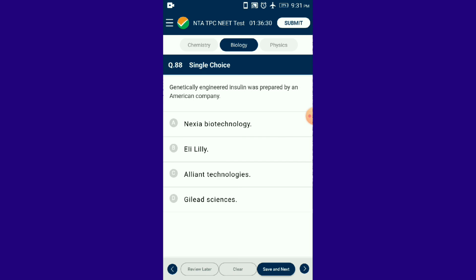Question number 88. Genetically engineered insulin was prepared by an American company, Eli Lilly. Two scientists, Stanley Cohen and Herbert Boyer, invented the technique of DNA cloning. Their discovery led to the development of recombinant proteins with therapeutic applications such as growth hormones and insulin. The gene encoding human insulin was cloned and expressed in E. coli. Eli Lilly, an American company, first prepared DNA sequences corresponding to the A and B chains of human insulin. So the answer is option B.